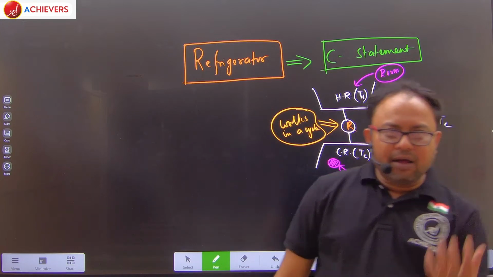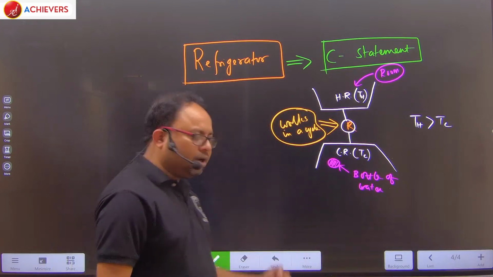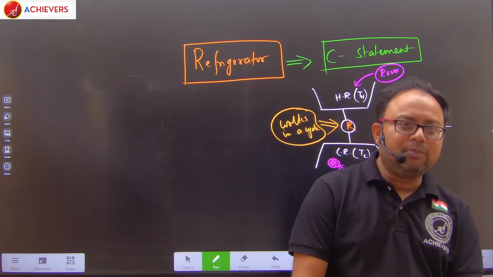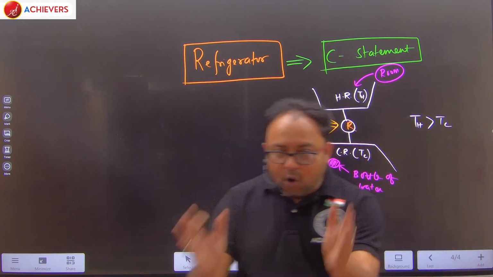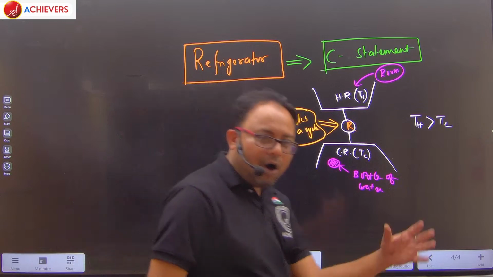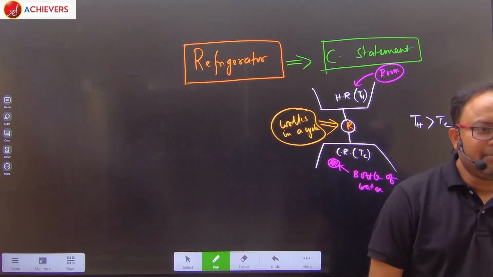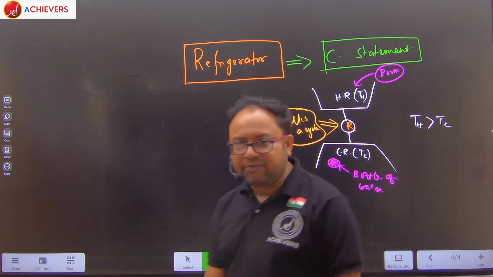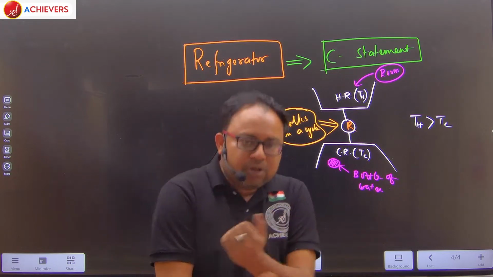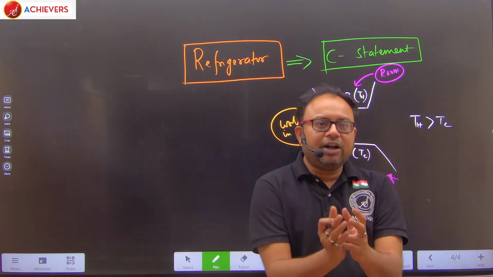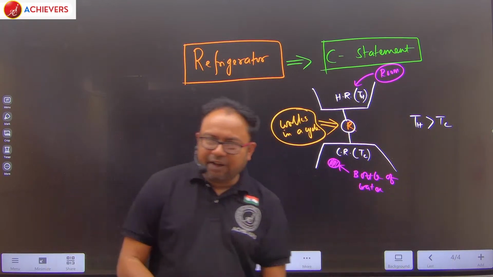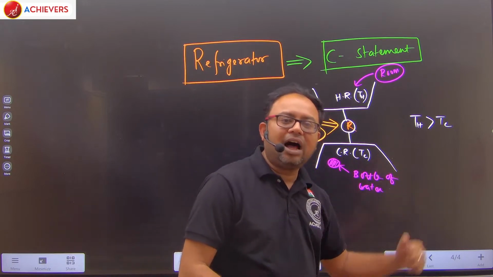So you are placing an object, say a bottle of water, inside the refrigerator, and basically you are putting that object in the cold reservoir. And what is the hot reservoir? The hot reservoir is the room itself in which the refrigerator is placed. Now, what is the sole purpose of the refrigerator? The purpose of the refrigerator is to get this object cooled down.